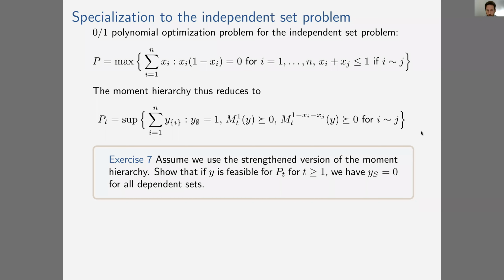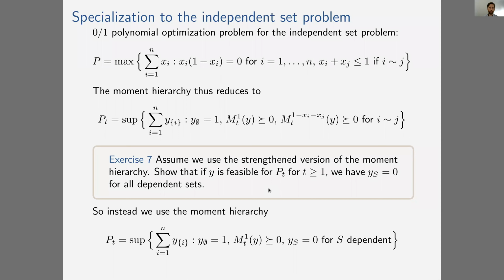Assume that we use the strengthened version of the moment hierarchy. That's important for proving this for t from 1. If you don't assume this strengthening, you can only prove it for t equal to 2 or bigger. Show that we have y_S is 0 for all dependent sets, so for all sets that are not independent in the graph, sets that have two vertices that are adjacent.